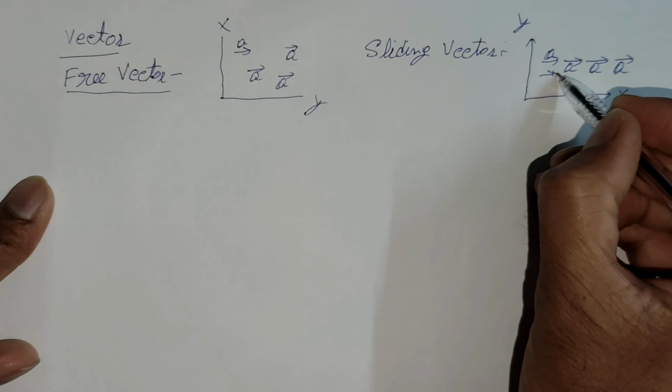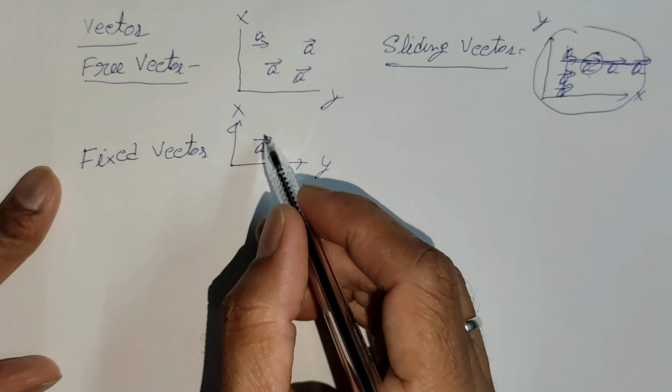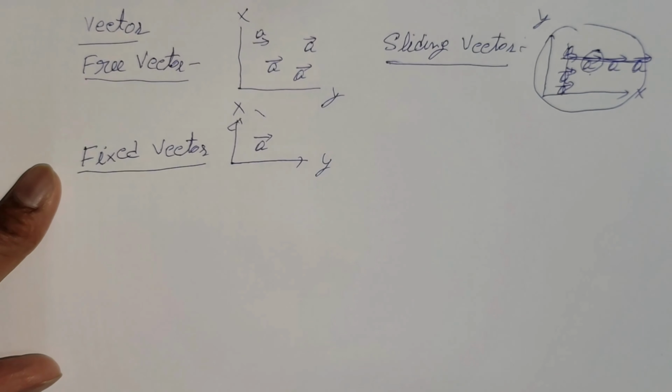Okay, next, the fixed vector. Fixed vector means, same as before, if this is a plane and we have a vector a and the direction is this, under any condition this vector cannot move anywhere. That time it is called a fixed vector.